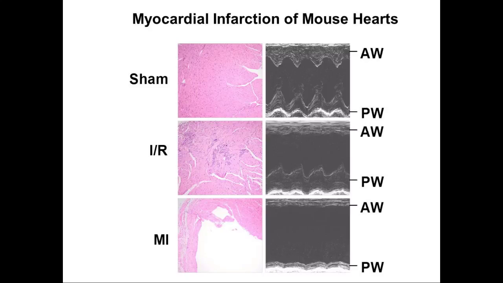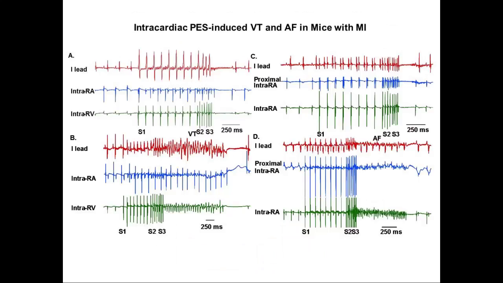As you can see, this is a sham procedure of the mouse heart. Then ligation or reperfusion causes injury, and then you can have myocardial infarction. Based on the echo data, we can see cardiac function significantly decreased after myocardial infarction.